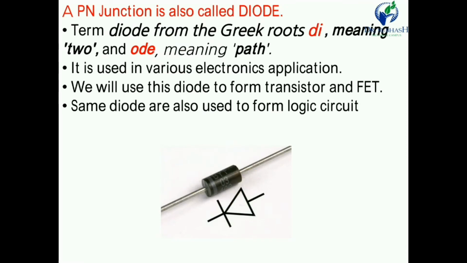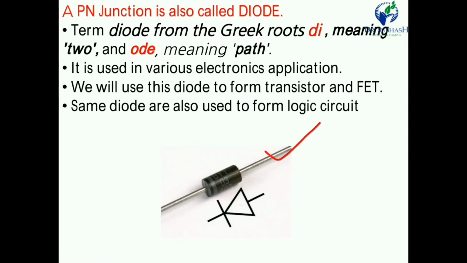So we can use the diode in two conditions. The PN junction is also called a diode. Now what is a diode? The term diode is from Greek roots: di means two and ode means path, meaning there are two paths or two terminals available, anode and cathode, so it is called diode. It is used in various electronic applications. We use diodes to form transistors and FETs, and some diodes are also used in logic circuits and in digital circuits.